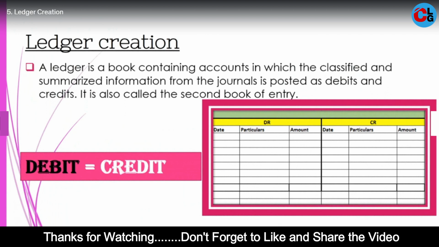We know well that in the double entry system, debit is always equal to credit. This is the simple format for a ledger. First we have to put the account name here, then this is the debit side, this is the credit side, and then on every side we have to enter the date, then details and amount, right? So this is the sample ledger.